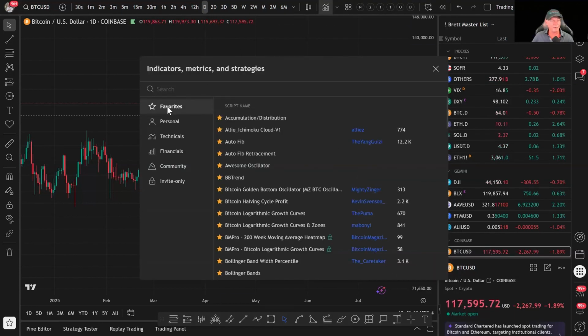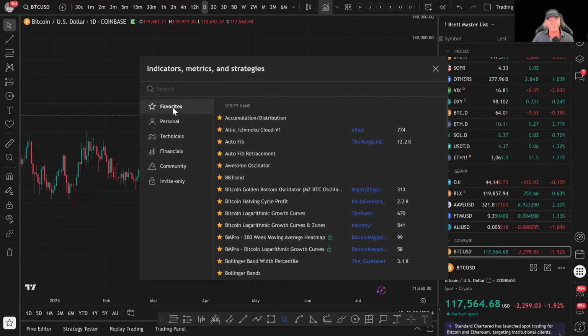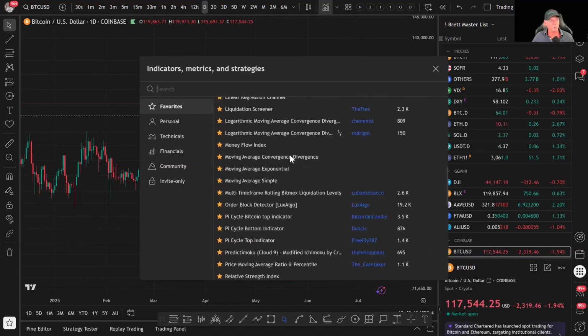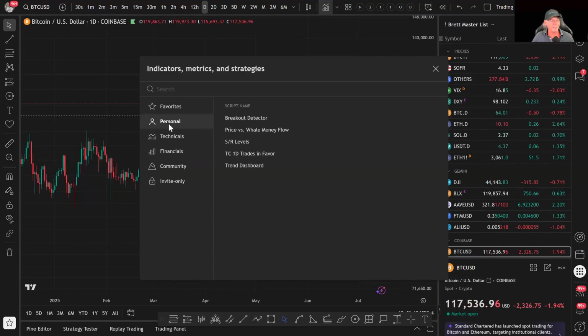Now we have in here favorites similar to the other signals. If you click on any one of these under, let's just say, technicals, these are the free ones here, and you put a star next to it, like accumulation distribution, auto fib retracement. There's thousands of them in here. You don't need many of them, but if you star them, they'll show up under favorites. So there you go. And I have way too many here that I probably don't need and don't use a lot of anymore. But anyway, that's one way to do it. The other way to find them is if you go into personal. I don't use that. I'm not sure what these ones are.